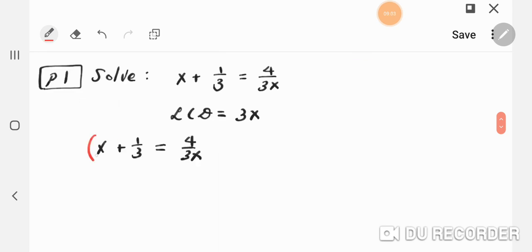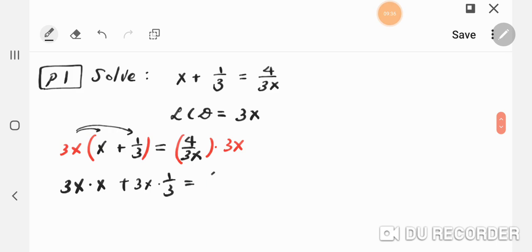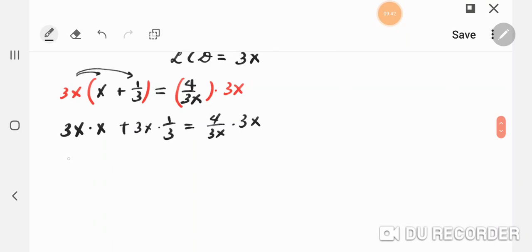So here it is. You multiply the left side of the equation by 3x, the right side by 3x. When you multiply each side of the equation by the LCD, it means multiply each term by the LCD. So multiply x, 1/3, and 4 over 3x by what? 3x. That means multiply everything by 3x.